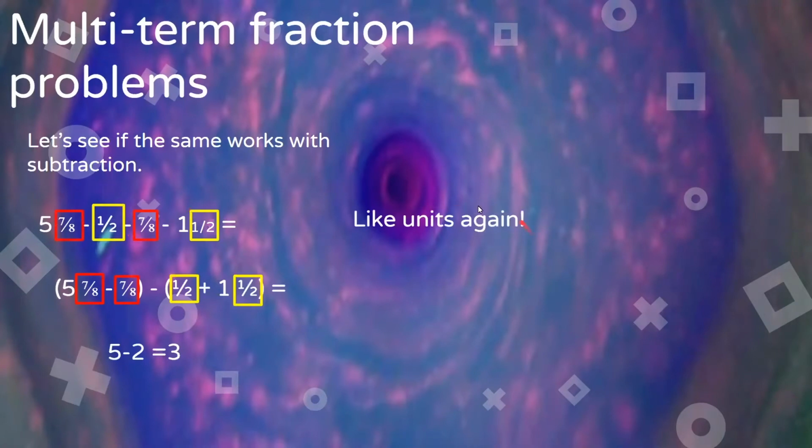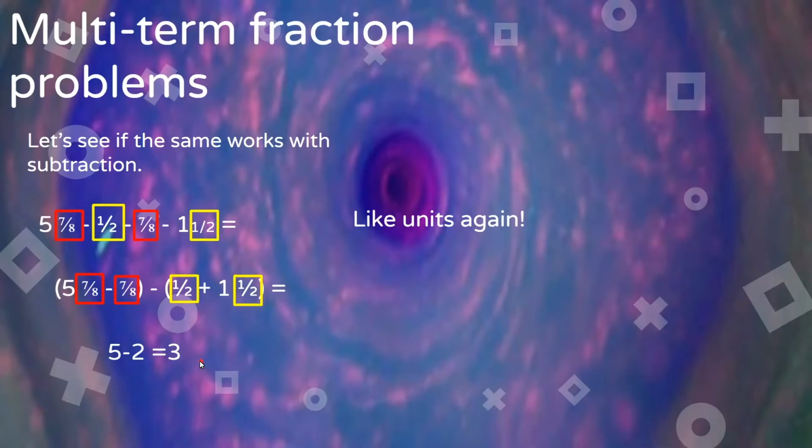Exactly, like units again. So 5 7/8 minus 7/8, we can express that in the first part of the expression. And then we can say 1/2 plus 1 1/2, okay? And that's going to tell us that what do we have? We have 5, and we have 2, and we get a total of 3.